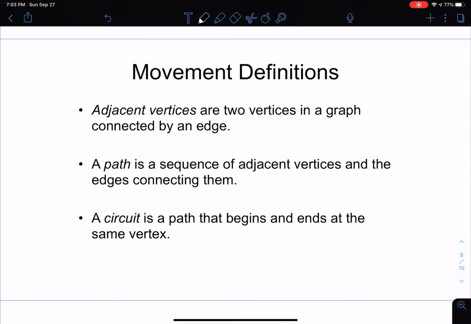A path is a sequence of adjacent vertices and the edges connecting them. So when you're doing a path, you have to go from vertex to vertex along an edge, and you can't switch edges until you get to another vertex. A circuit is a path that begins and ends at the same vertex. So when I talked about the loop, AA, that's a circuit too, because if you take off from A and go around the loop and come back to A, you started and ended at the same vertex.